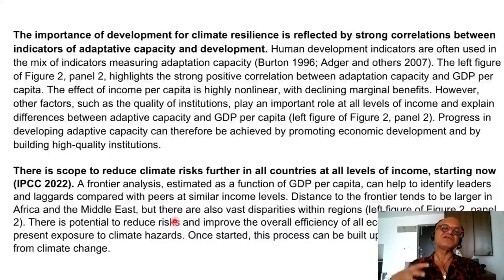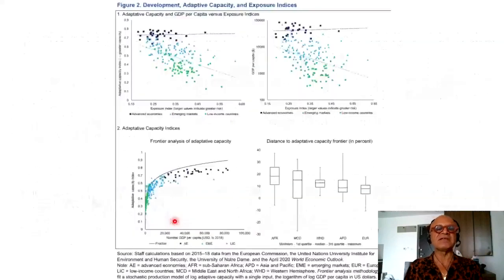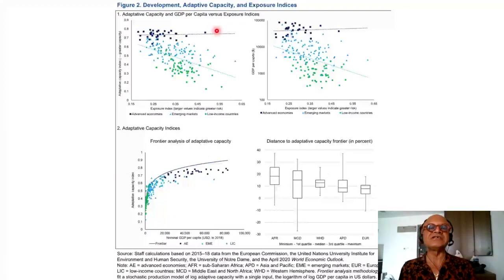Remember that IMF is a global entity with 195 member countries, and it monitors global economic activity and risks. So it is talking about frontier analysis where all countries have to be looked at, and their risk to climate change has to be looked at, so that economic development pathways are presented in that sense. So here is a figure: development, adaptive capacity and exposure indices.